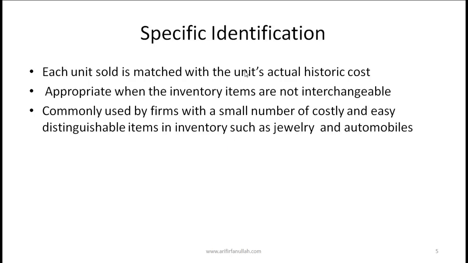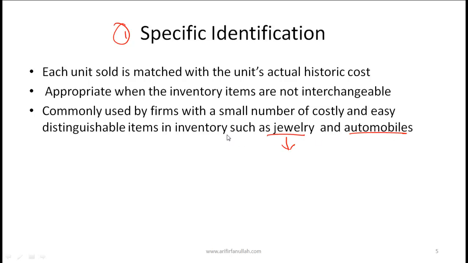So now, as promised, we will get into details of the four different methods. Let's start by talking about specific identification. Each unit sold is matched with the unit's actual historic cost. This is appropriate when the inventory items are not interchangeable, commonly used by firms with a small number of costly and easily distinguishable items in inventory, such as jewelry and automobiles.